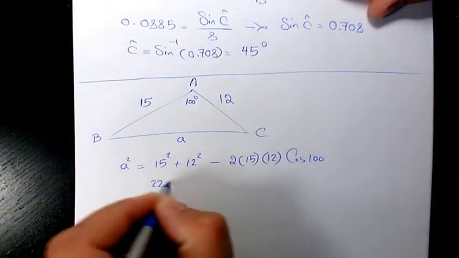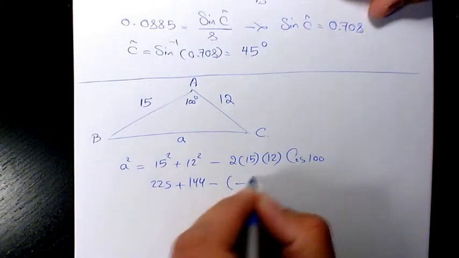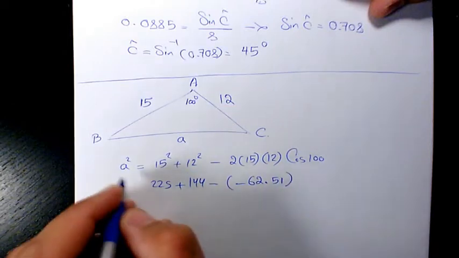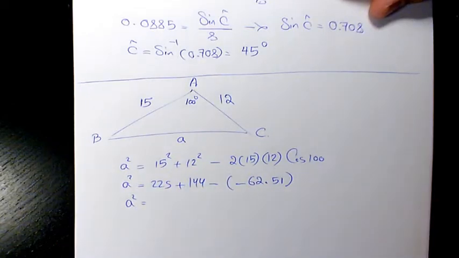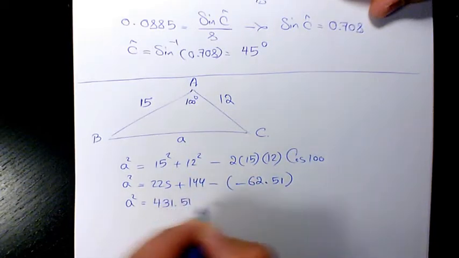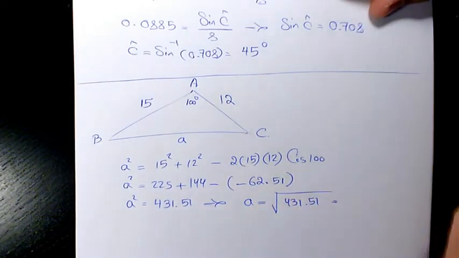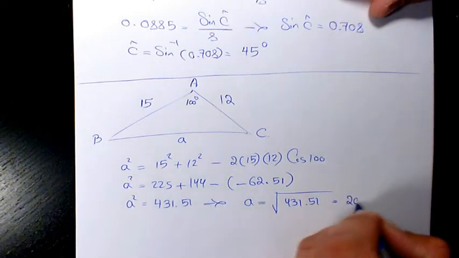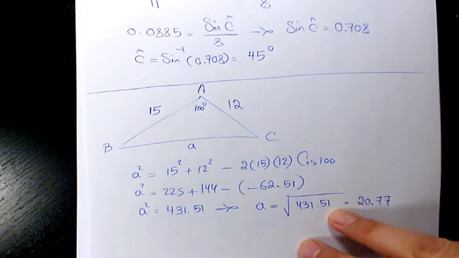15 squared is 225, 144. 2 times 15 times 12 times cosine 100 is going to be negative 62.51. So A squared is going to be 225 plus 144 plus 62.51, which is 431.51. So A is the square root of 431.51, which is going to be 20.77. Let's see another example.